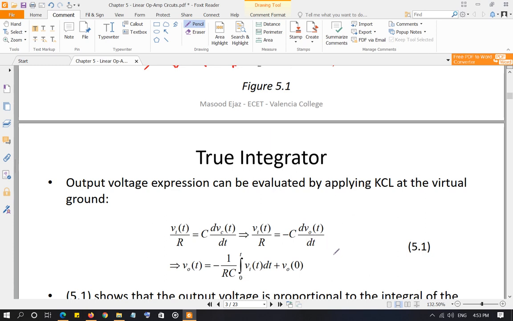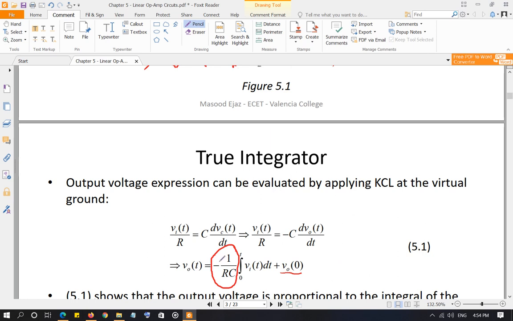So Vi over R will be equal to negative C dVo over dt, or C times the derivative of 0 minus V out over dt. That means, taking the integral of both sides, the output is going to be negative 1 over RC, which is the gain of the integrator circuit, times the integral of the input. Of course you're taking the integration from 0 to t, and then you add the output value at 0. So that is the output of the circuit: the integral of the input times a gain.